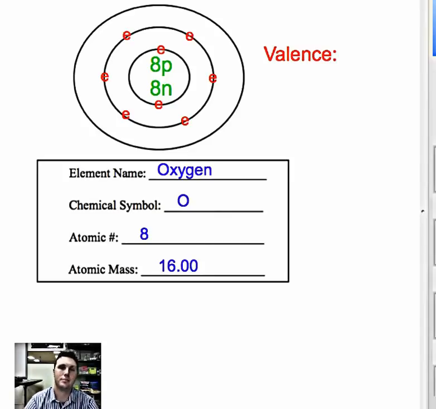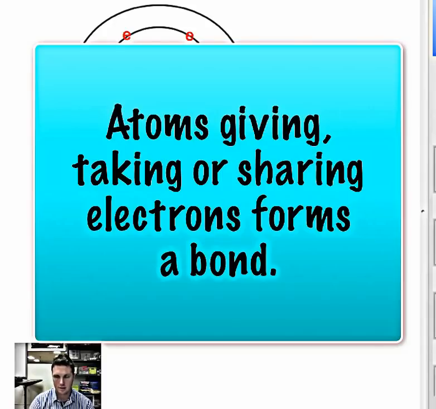Hey class, today we're going to talk about valence electrons. Remember, valence electrons are the electrons in the outermost energy level. And basically, valence electrons determine whether or not the atom is going to bond with another atom. Chemical bonds are formed by, you should already know, electrons being shared, gained, or lost.